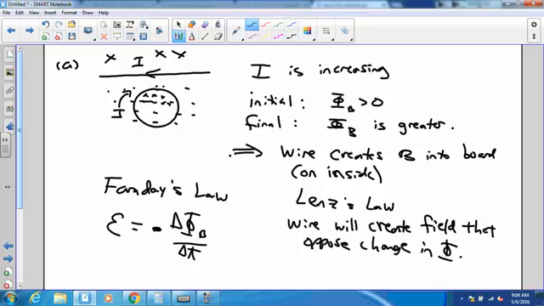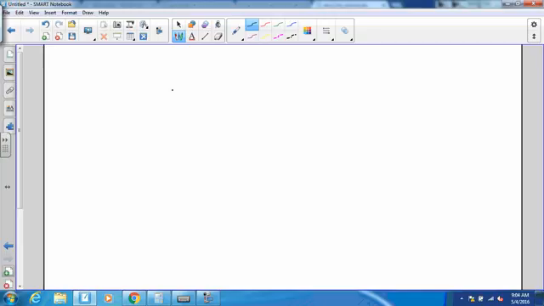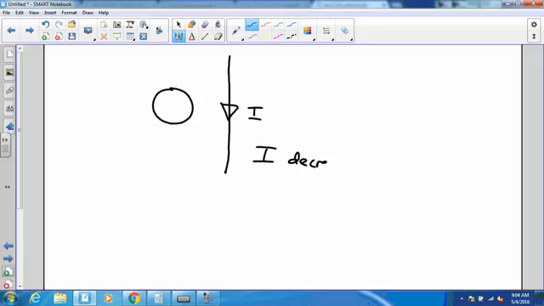Let's take a look at one more in that problem, C. And in C, we have a wire loop again, and we have a wire on the outside, and we have current flowing this way, and we are told that the current is decreasing. So now, based upon that, I'd like for you guys to figure out which way current will flow in the wire loop here.